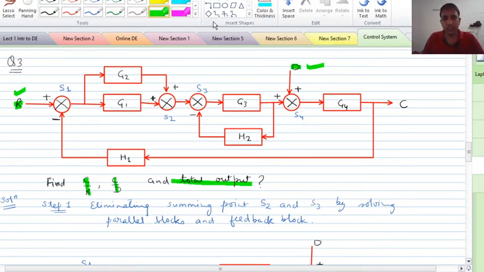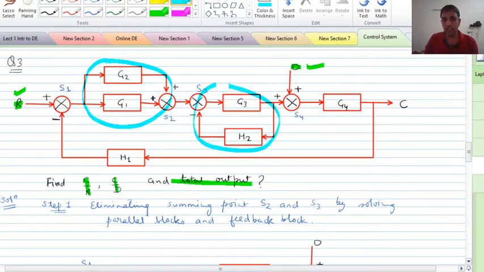Now in such cases, first we have to eliminate some blocks and summing boxes which are common to both the inputs, so that they do not affect these two inputs. Now in this case, look at this part: it is actually a parallel block combination, and we will combine S2, G1 and G2 into a single block. Similarly, this part is a feedback path, we can easily eliminate it.